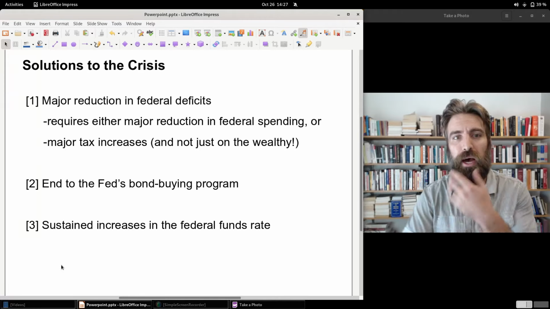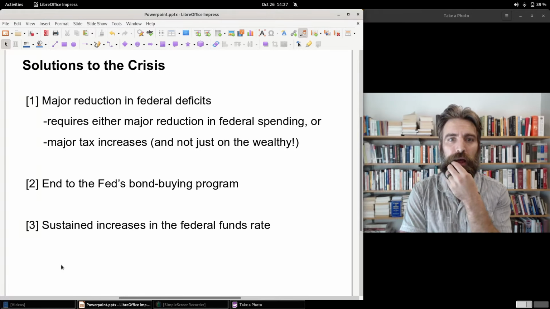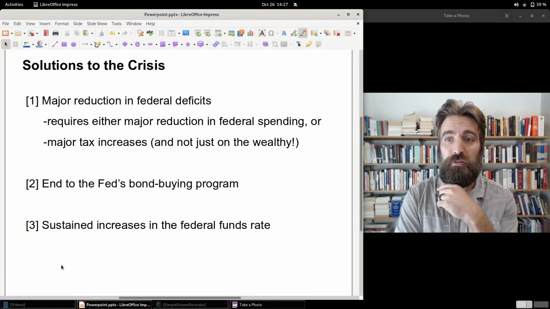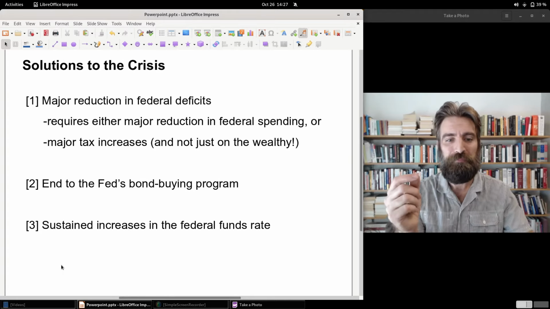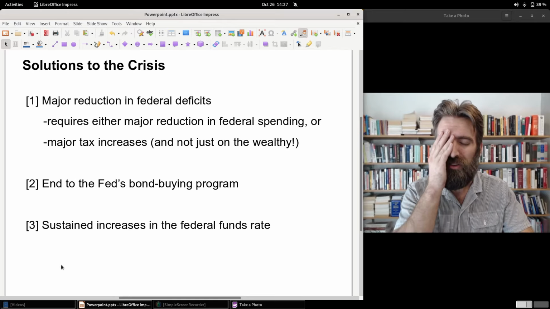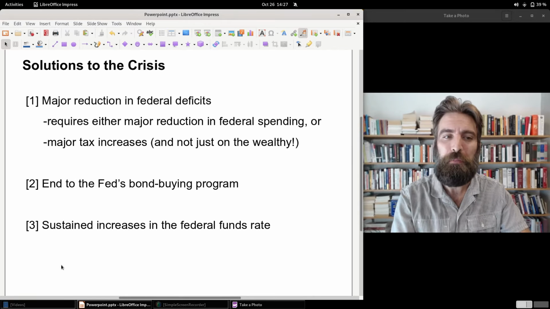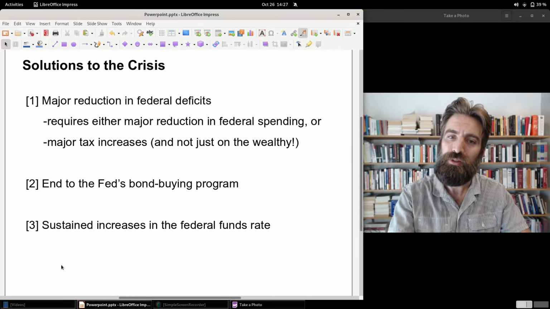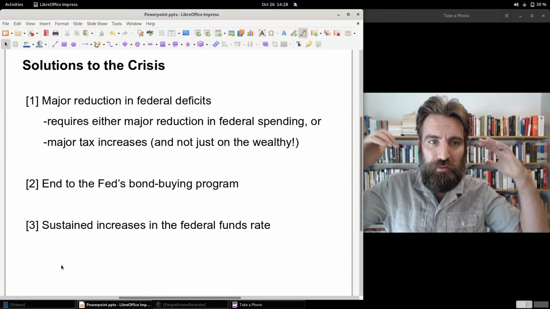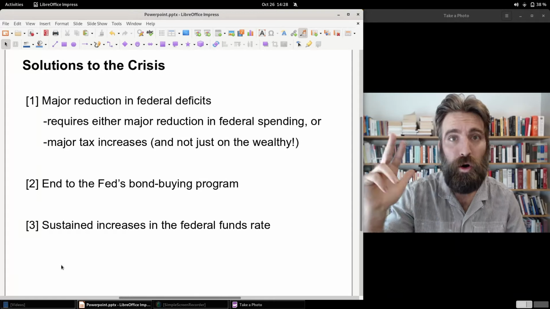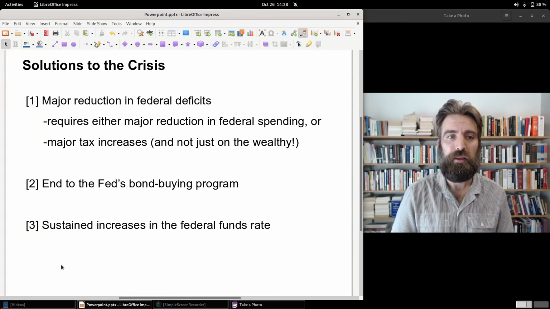Two ways. You could either reduce federal spending, and not just a little bit, like pretty majorly. Already in 2021, the federal government has spent more money than in 2018 and 2019 combined. So you've got to have a major reduction in federal spending or major tax increases.